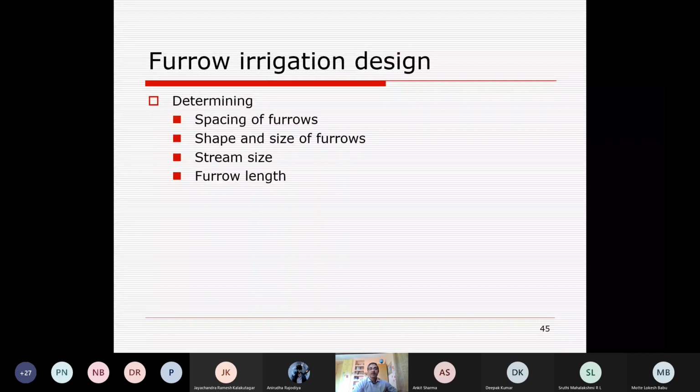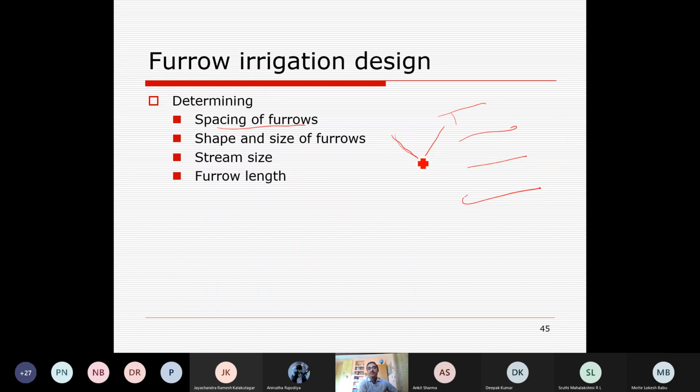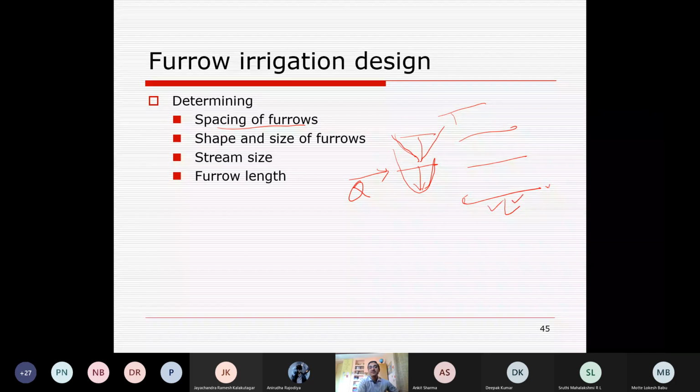Previously we have learned, if we want to design, what we need to determine. So determining spacing of the furrow, at what spacing it should be in the field, what should be the shape, whether it should be V shape or it should be a U shape, and what should be the size in terms of depth and width of the furrow, what should be the stream size we are introducing, that is Q, and what should be the length of the furrow. If we consider these conditions in design, length certainly depends on soil, crop, etc. Let us discuss one by one, spacing of the furrow.